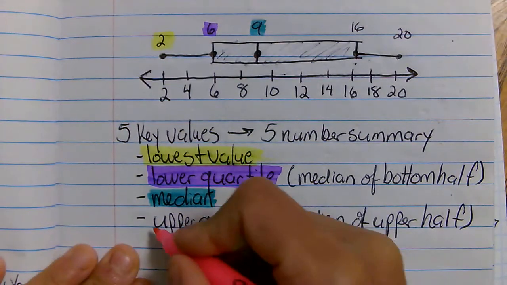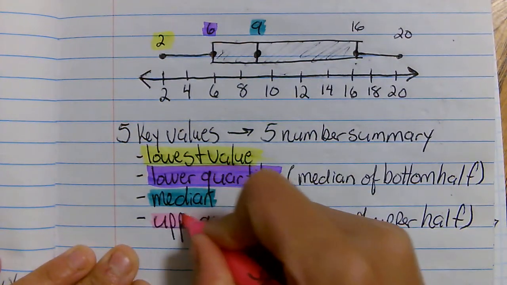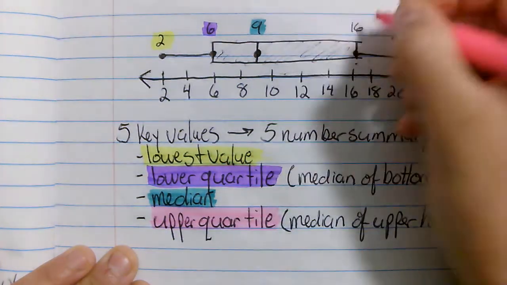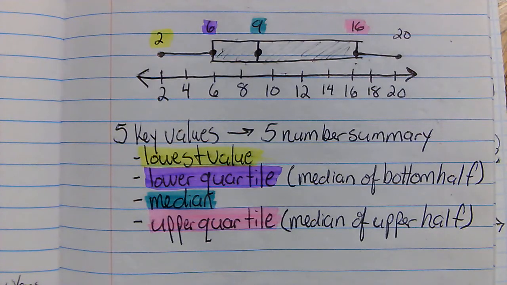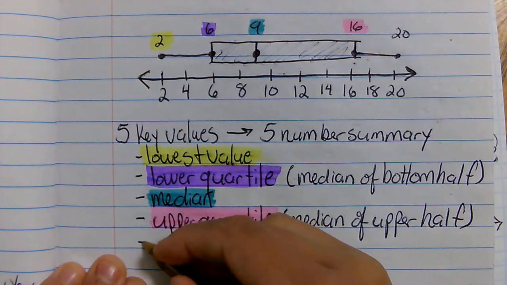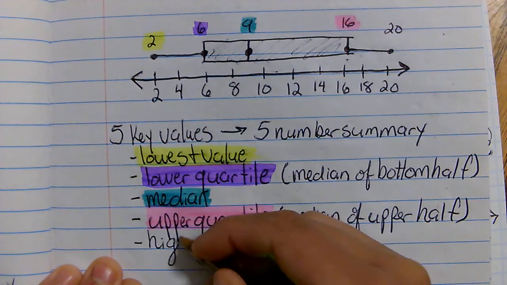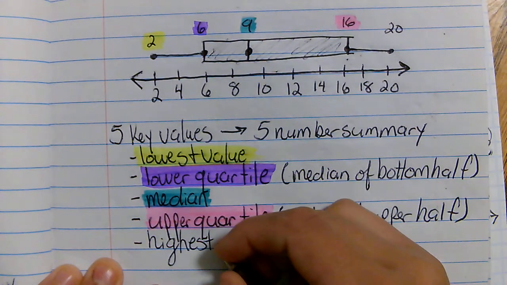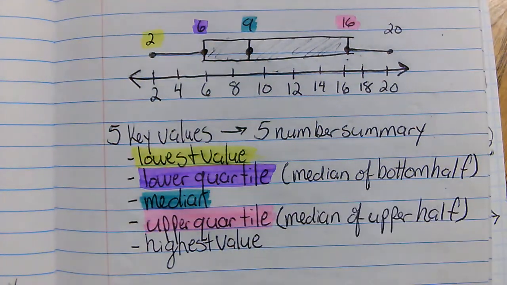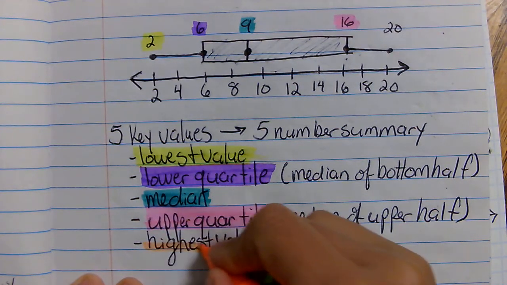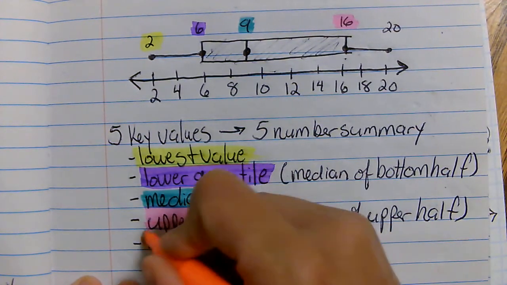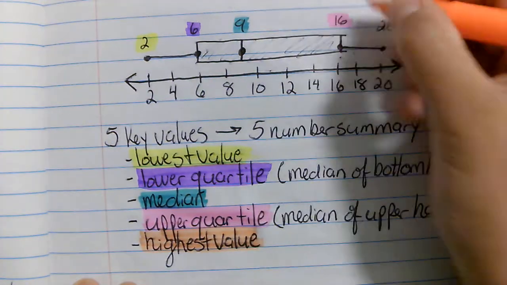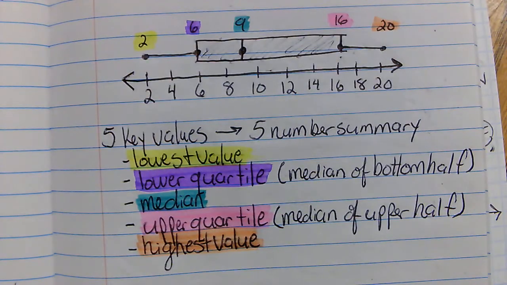Grab another color. Upper quartile. And last one, this is our final whisker. This is our highest value. And one more color. Okay, perfect. So pretty. All right.